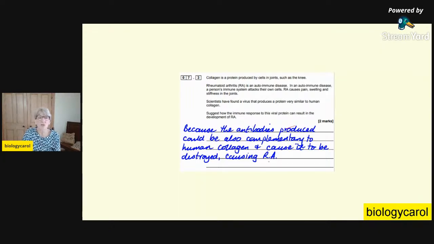Oh, the destruction of the collagen itself. So that's what I wrote. And the antibody against the virus will bind to the collagen, so it's also complementary to it. I think that is close enough wording to get the mark. Yeah, don't say "attacks". It's not good enough A-level terminology. And this results in the human collagen. So I said that.